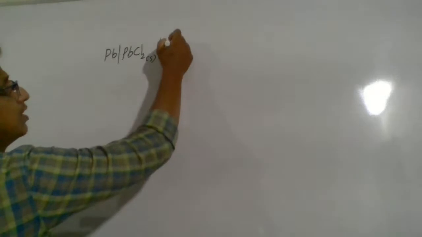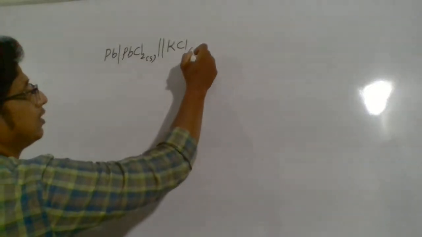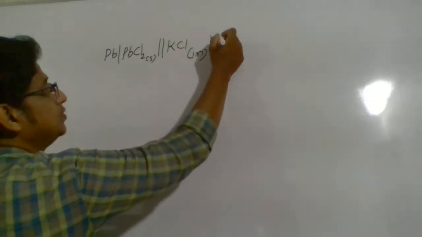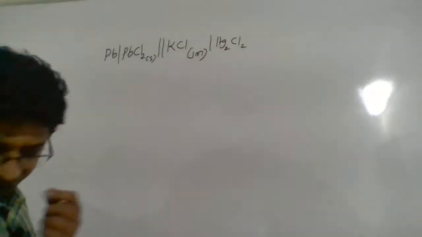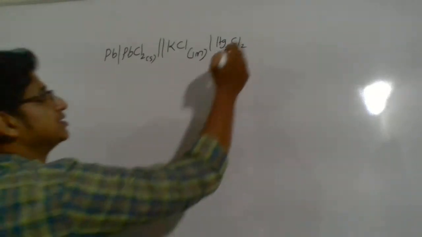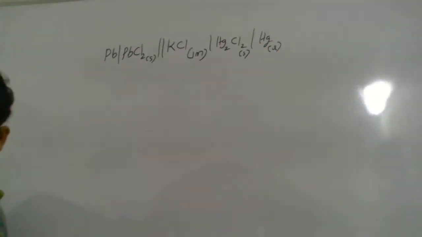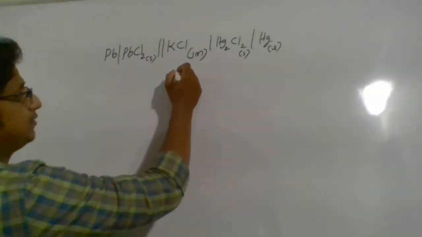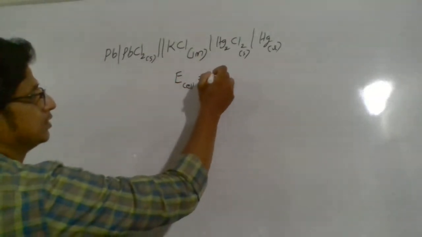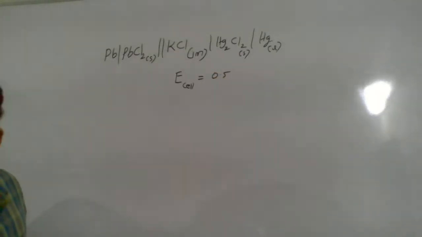The cell is Pb | PbCl2 in aqueous KCl solution, 1 molar, | Hg2Cl2 | Hg. This is the cell that they have given, and the EMF of the cell is given as 0.5357 volt.